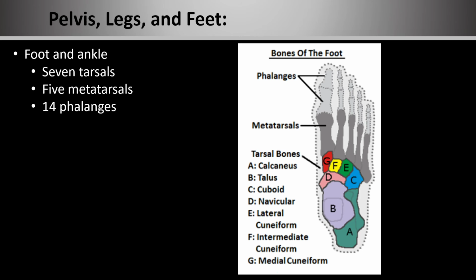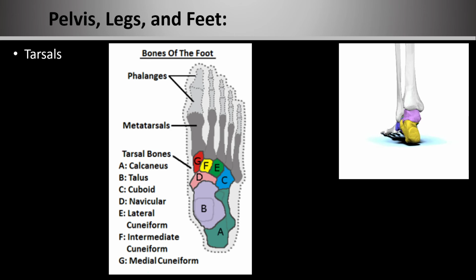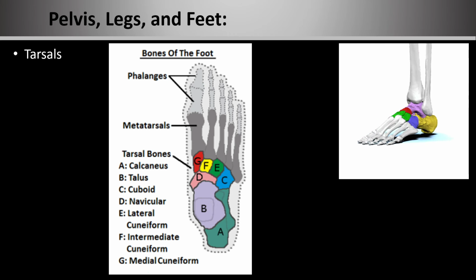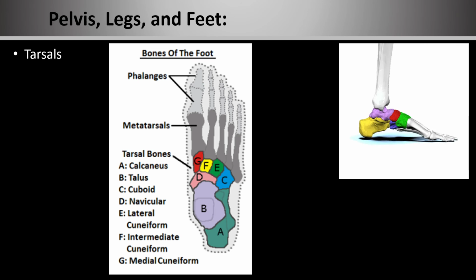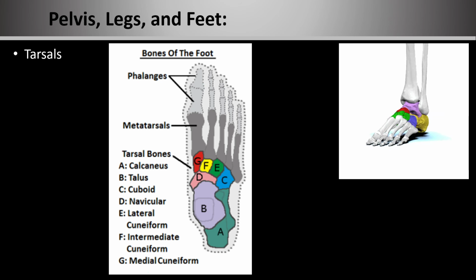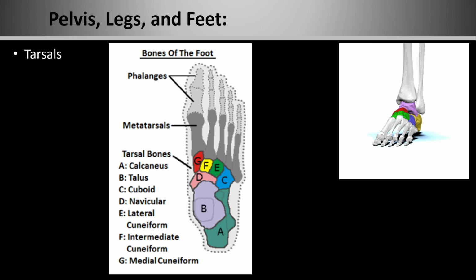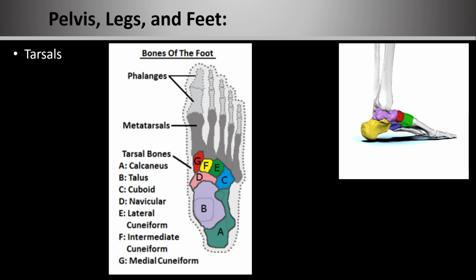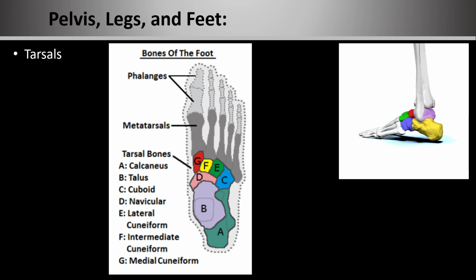So let's begin with discussing the tarsals. The tarsals are grouped in 2 rows with 1 outlier. Our first row has 2 bones: the talus and the calcaneus. And our second row, the distal row, has 4 bones: the first cuneiform, second cuneiform, third cuneiform, and the cuboid. Between the rows on the medial side of the foot is the final bone, and that's the navicular. So there you have your 7 different bones in the tarsals.